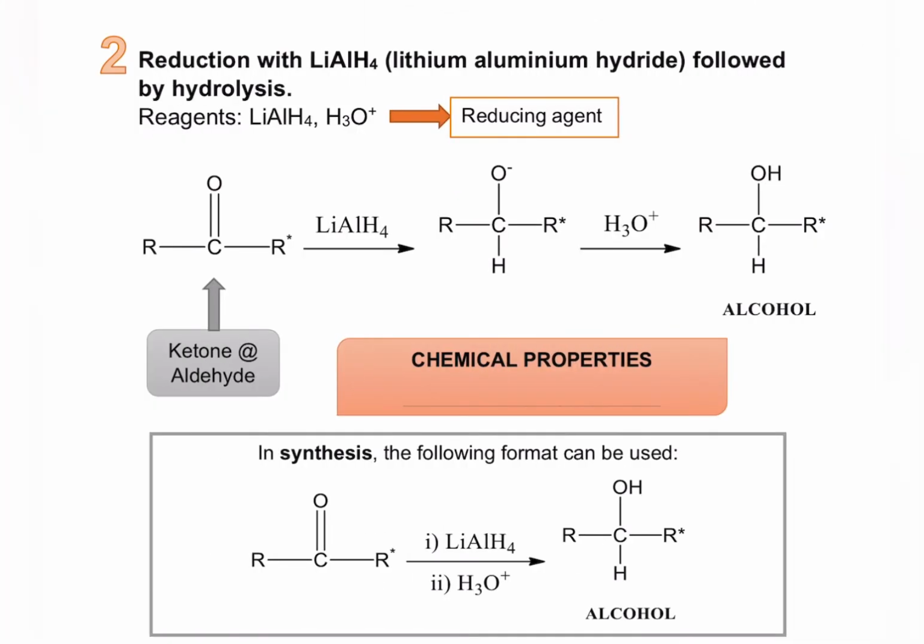Now let's go to the second reaction, which is reduction with LiAlH4. The full name is lithium aluminium hydride followed by hydrolysis. So when you want to write the name of the reagent, I advise you to use the chemical formula. You can write it down as LiAlH4, H3O+. And I always use a simple pronunciation for this one, which is Liah. So I hope you can understand that when I talk about Liah, it's referring to LiAlH4.